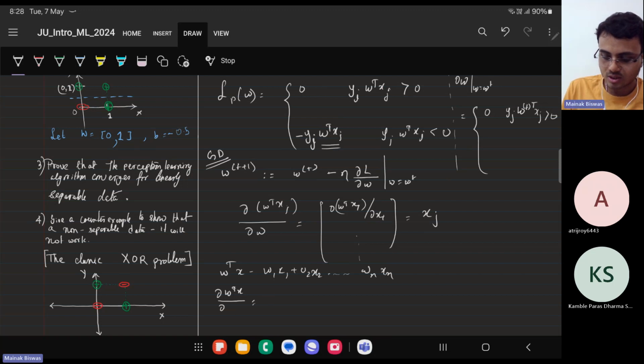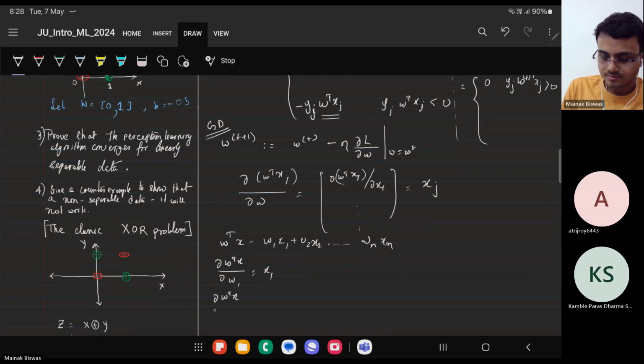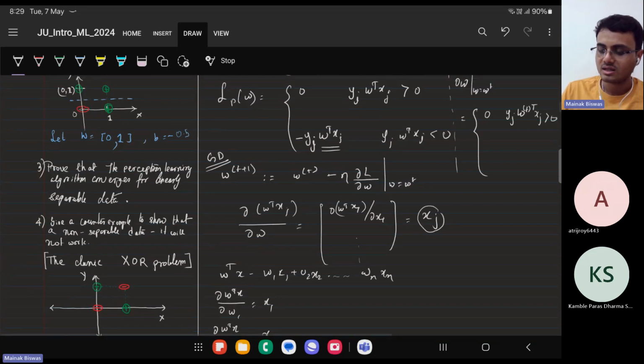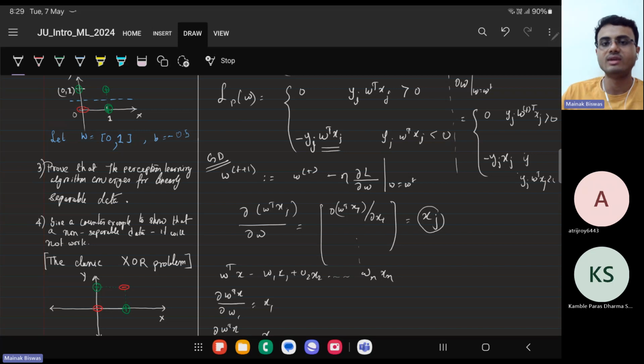With respect to w1, I get x1. Yes or no? We have derived this 3-4 times before. Clear? So I just get the x vector, whatever was there. So I will get minus yj xj. Correct? For every misclassified point, we will have this.